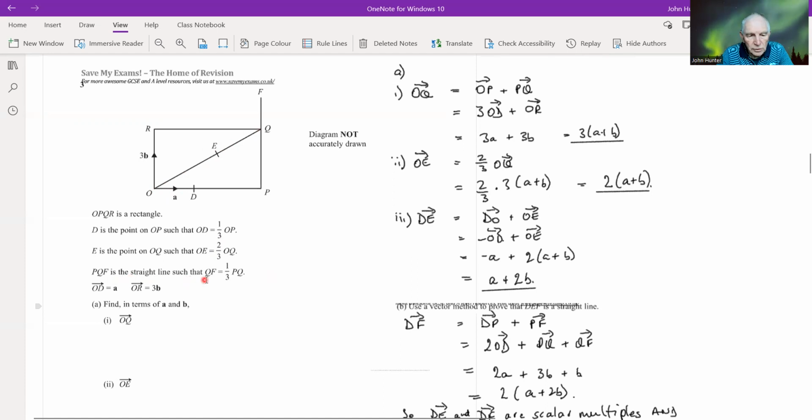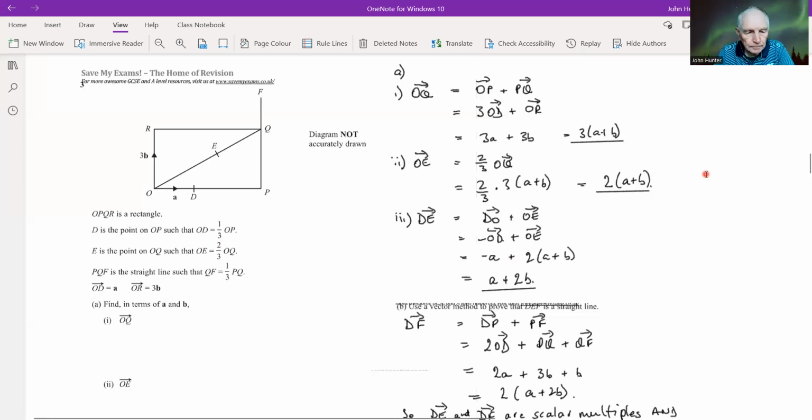PQF is a straight line such that QF equals 1/3 PQ. So that is 1/3 of that length. We don't yet know this vector PQ, but we're going to find that out, I'm sure. And OD equals A and OR equals 3B. Find, in terms of A and B, OQ.